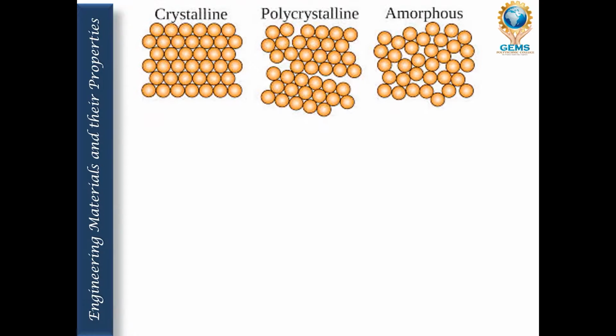So this is crystalline, polycrystalline and amorphous. Crystalline is where all the atoms are arranged evenly. In polycrystalline there are some gaps. And when you take amorphous, you see there are so many gaps inside. So crystalline is totally different from amorphous.